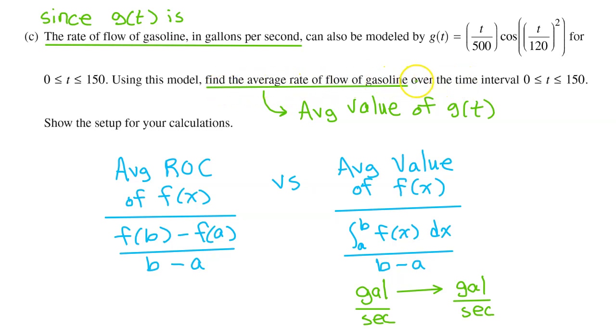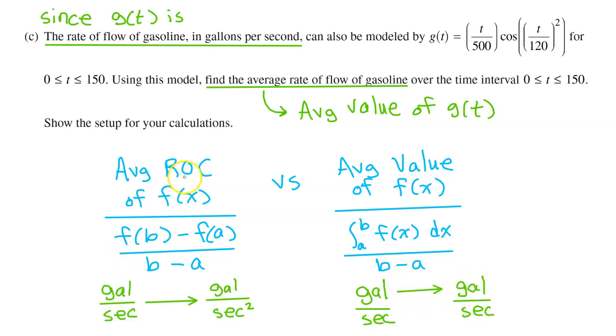That's also going to be in gallons per second, so we don't want the units to change. Between these two, average value is the formula that does not change the units. If G of t is already in gallons per second, average value will still give us gallons per second.